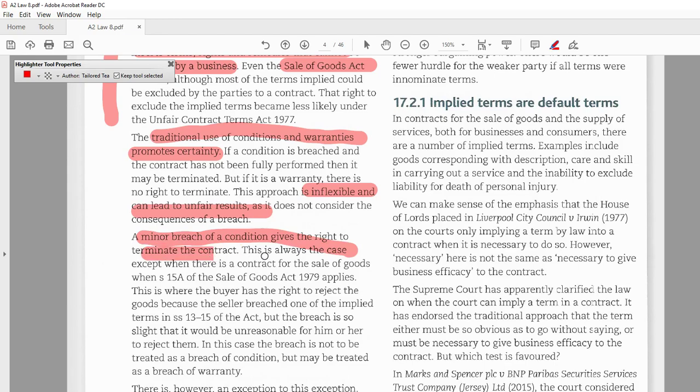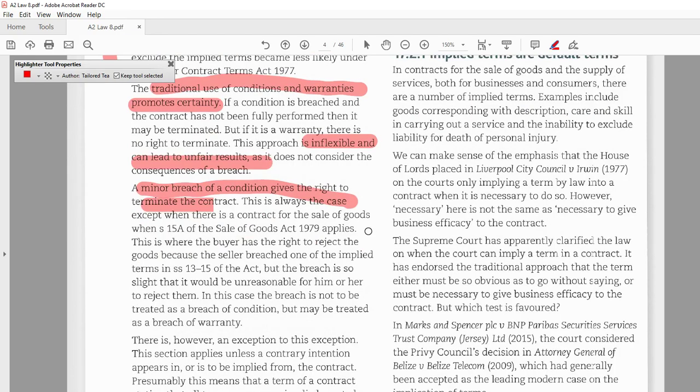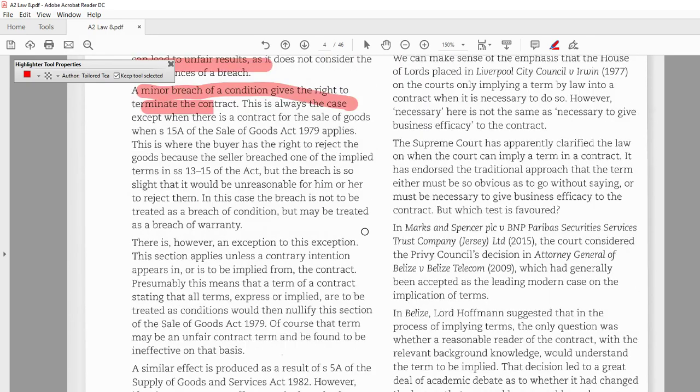So let's have a look at this point in entirety and see how it fits in the essay. This is always the case except where there's a contract for sale of goods, section 58, blah, blah, blah. This is where the buyer has a right to reject. So I'm still looking for my point in the essay, which I've not found, but the breach is so slight it would be unreasonable to reject. In this case the breach is not to be treated as a breach of condition, but may be treated as a breach of warranty. So what? Let's carry on.